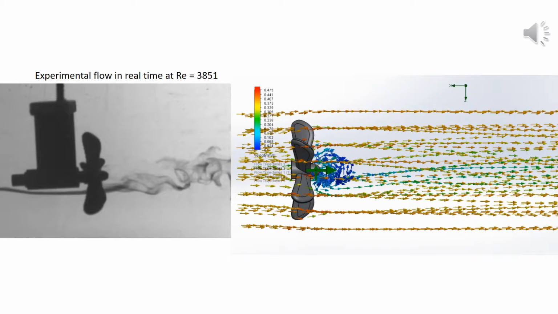This flow visualization shows the recirculation zone around the nose of the propeller.